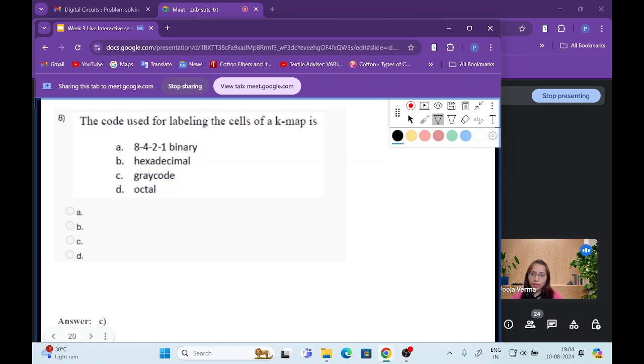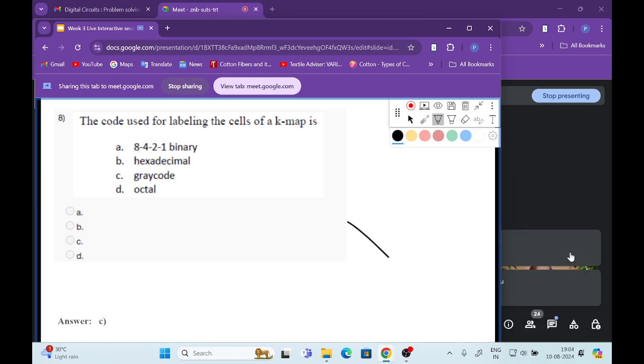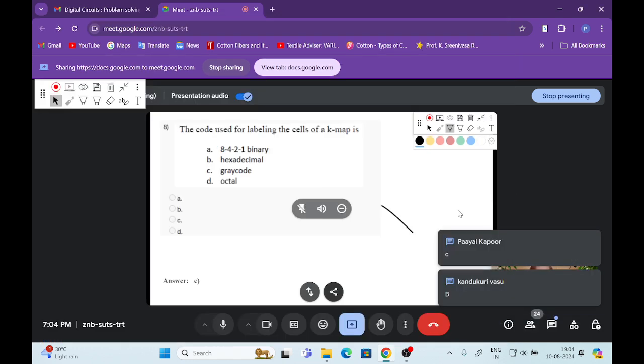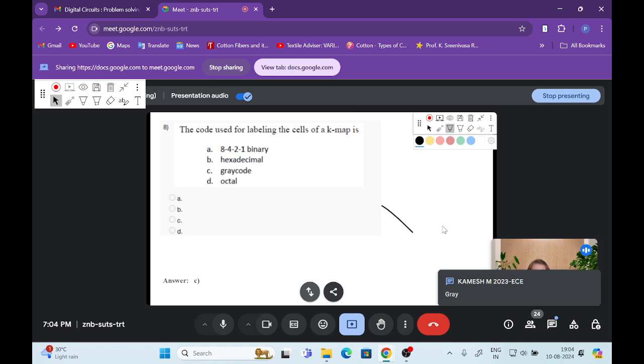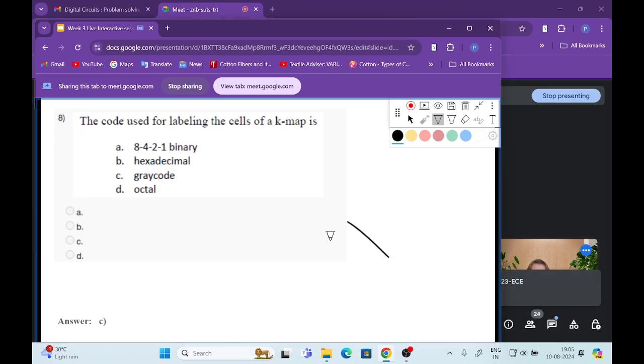So moving to the next question. The code used for labeling the cells of a K-map is, which code is used for labeling the K-map? B. Someone is answering B also. Okay. Yeah, correct. Gray code is used for labeling the K-map.